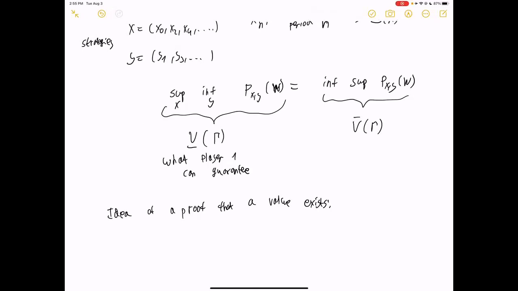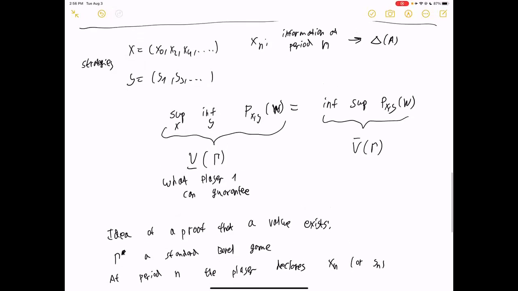Let's look, instead of this game with imperfect monitoring, let's define the game Gamma Star, which is a standard Borel game, a Borel game with alternating moves and complete, perfect information. Right? It is a standard Borel game in which at period N, the player declares Xn or Yn. I mean, Xn if he's player one and Yn if he's player two. What are Xn and Yn?